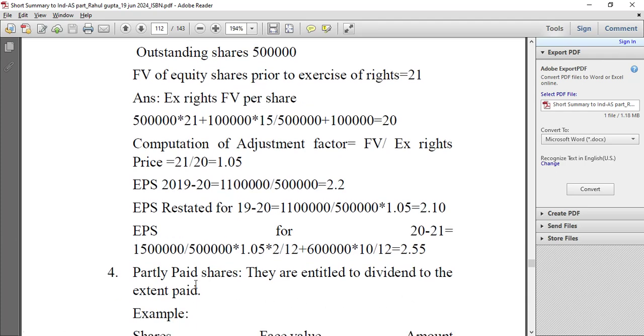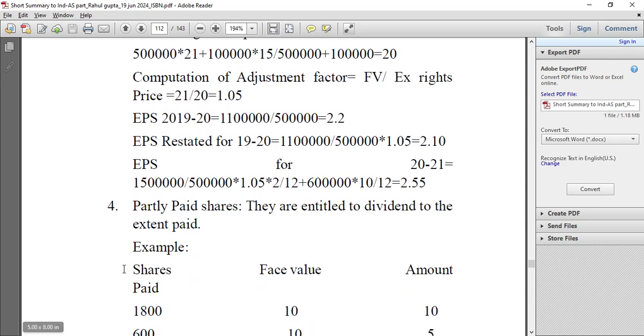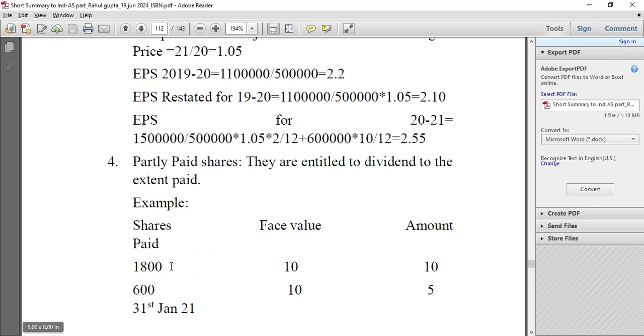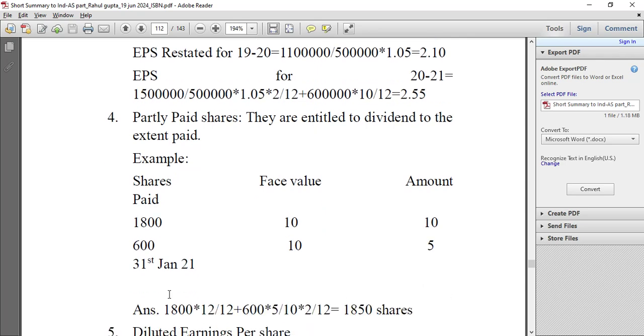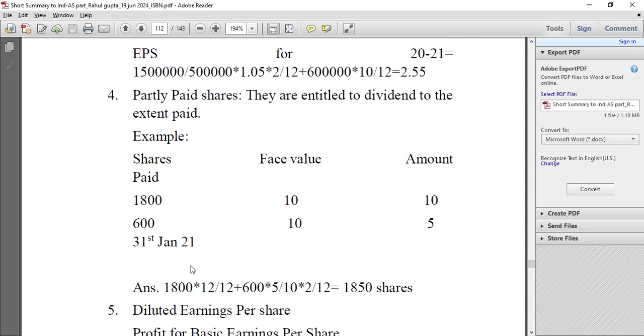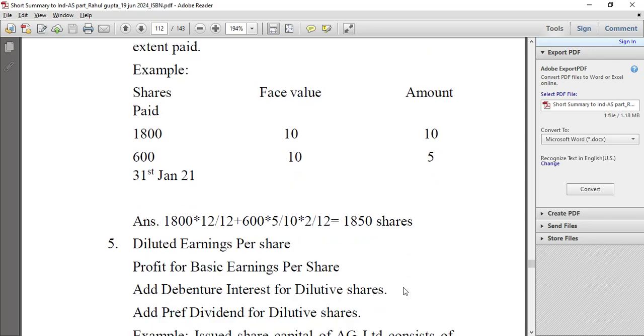If it is partly paid up shares, they are entitled to dividend to the extent paid. Shares paid 1800, face value 10, amount paid 10. Shares 600, face value 10, amount paid 5. As of 31st Jan 21, 1800 into 12 divided by 12 plus 600 into 5 divided by 10 into 2 divided by 12, that is 1850 shares.